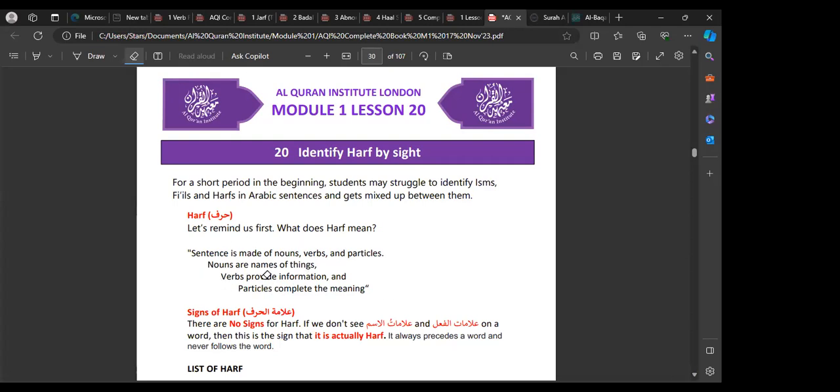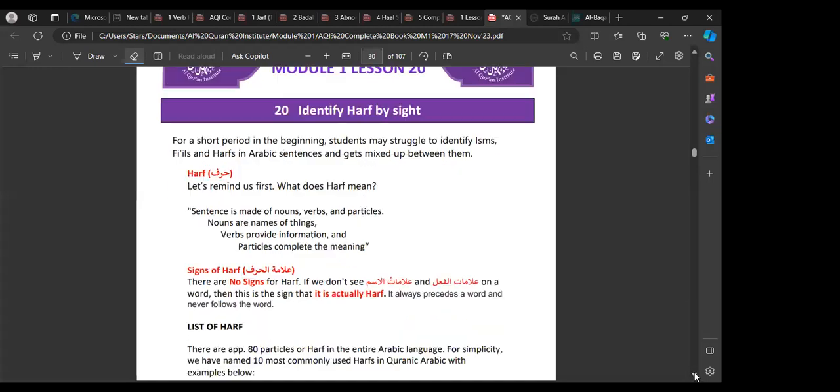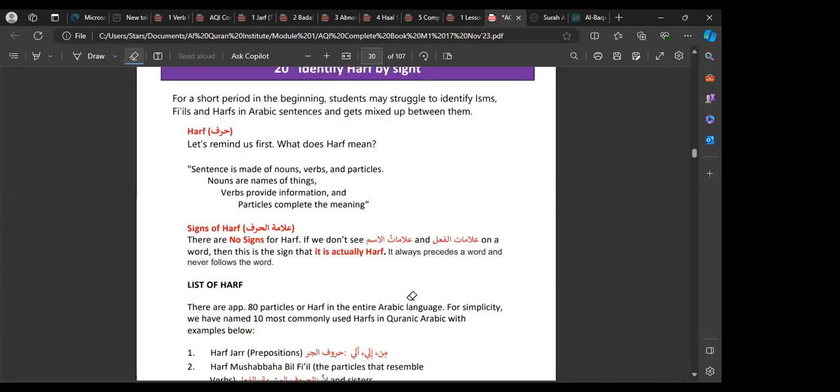And then we have the phrase: sentences are made of nouns, verbs, and particles. Nouns are the names of things. Verbs provide information. And particles complete the meaning. Signs of harf: there are no signs of harf. If we don't see alamat al-ism or alamat al-fi'l on a word, then this is the sign that it is actually a harf. It always precedes a word and never follows the word. So it always comes first.